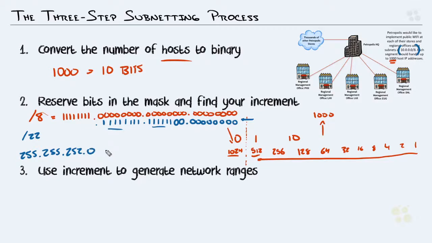or in decimal 255.255.252.0. Our increment is that lowest network bit converted back to a decimal number. So again, increments start over every single octet. 1, 2, 4, right? It's in the third octet.